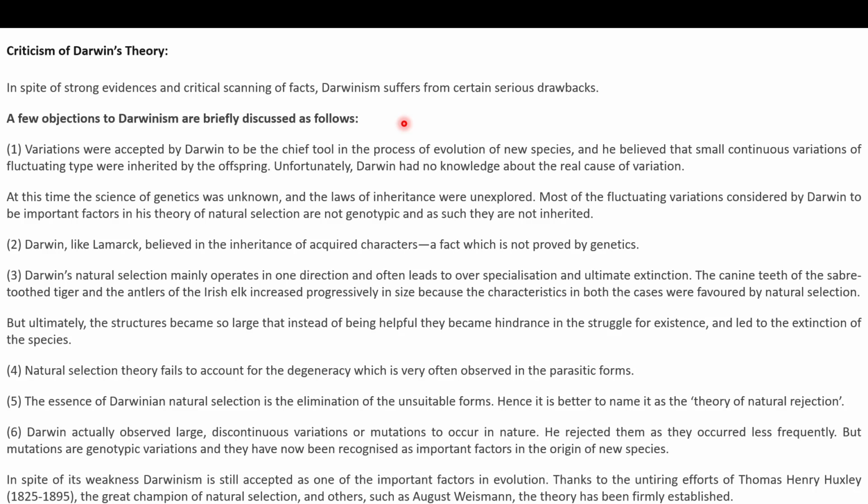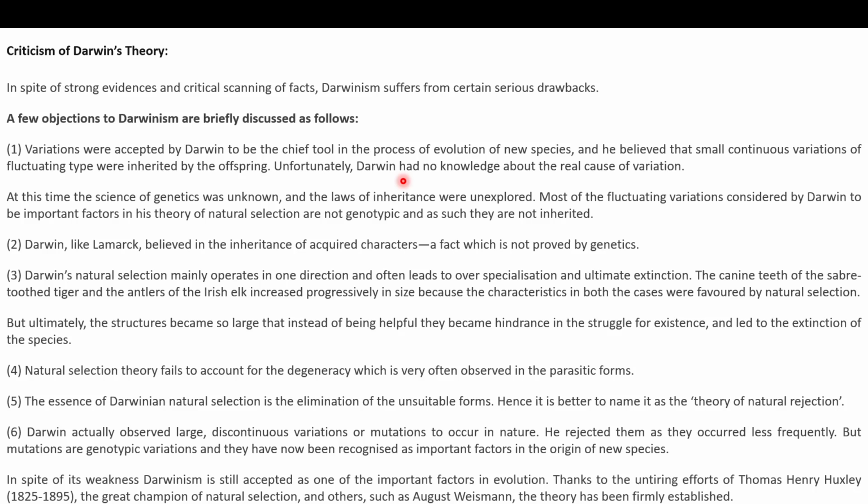Yeah, there were criticisms of Darwin's theory, in spite of there being strong evidence as well. However, Darwinism suffered from serious drawbacks. How? The variations that Darwin accepted as the chief tool in the process of evolution, he believed, were small continuous variations of the fluctuating type that were inherited by the offspring. But what eventually caused this variation? There was no knowledge or comment on that.